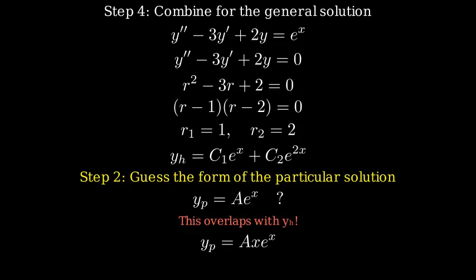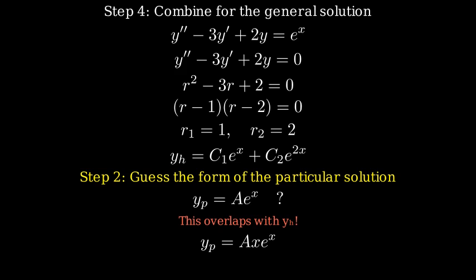Step 3. Now we substitute our guess into the original differential equation and solve for the coefficient a. First, we need to find the derivatives of our guess. y_p' = a e^x (x + 1). y_p'' = a e^x (x + 2). Substituting these into the left side of our equation.